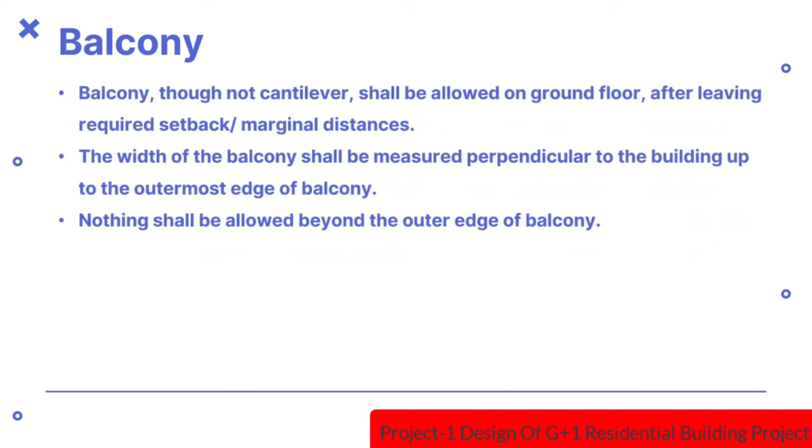Balcony, though not cantilever, shall be allowed on ground floor after leaving required setback or marginal distances. The width of the balcony shall be measured perpendicular to the building up to the outermost edge of balcony. Nothing shall be allowed beyond the outer edge of balcony.